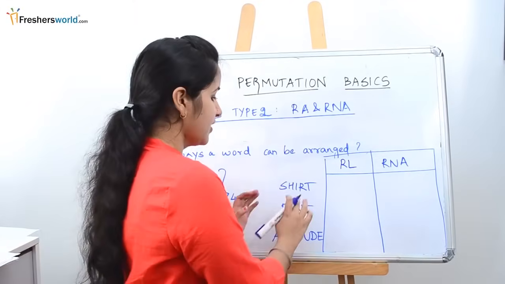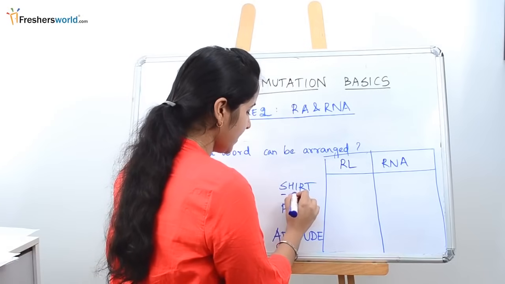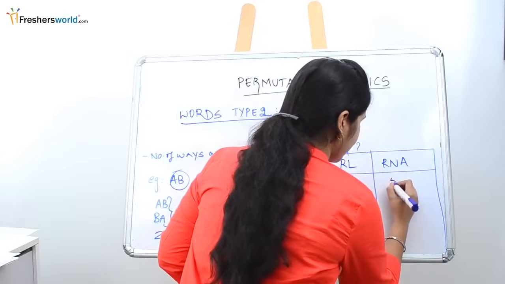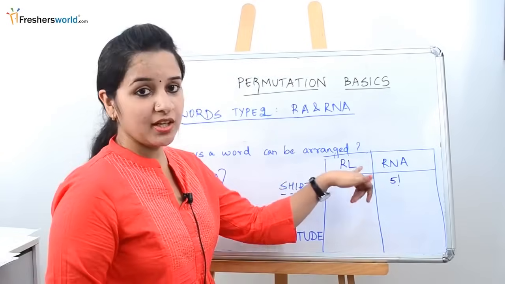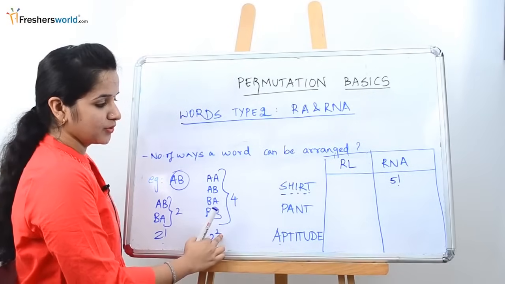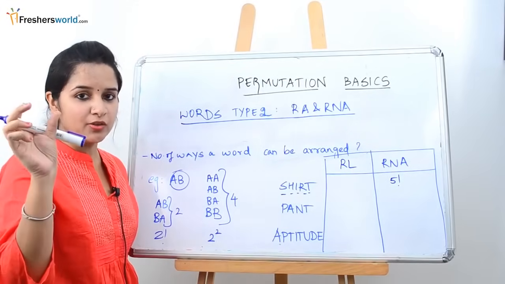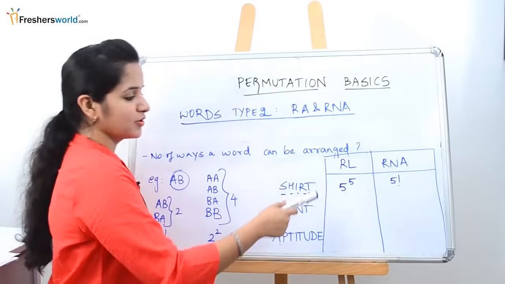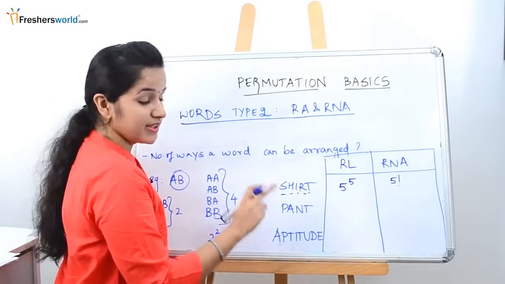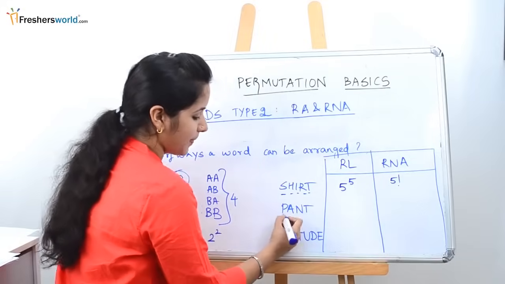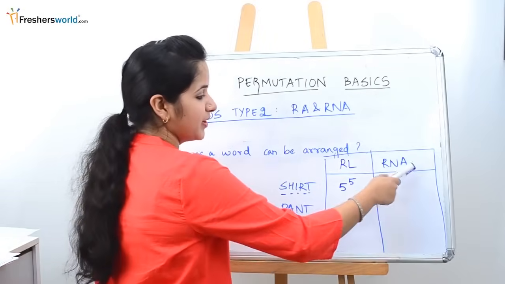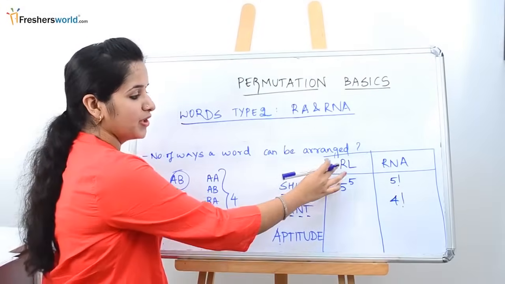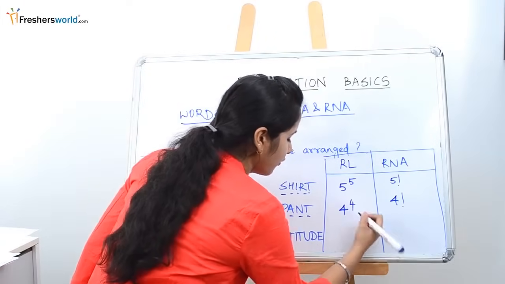Let's take a few examples. Take the word shirt. How many letters do we have? 5. With repetition not allowed, we can easily say 5 factorial. With repetition allowed, it is 5 power 5, the number of letters raised to the power of the number of letters used. This is the answer for repetition allowed. Another example: pant has 4 letters. With repetition not allowed, 4 factorial ways. With repetition allowed, 4 power 4.